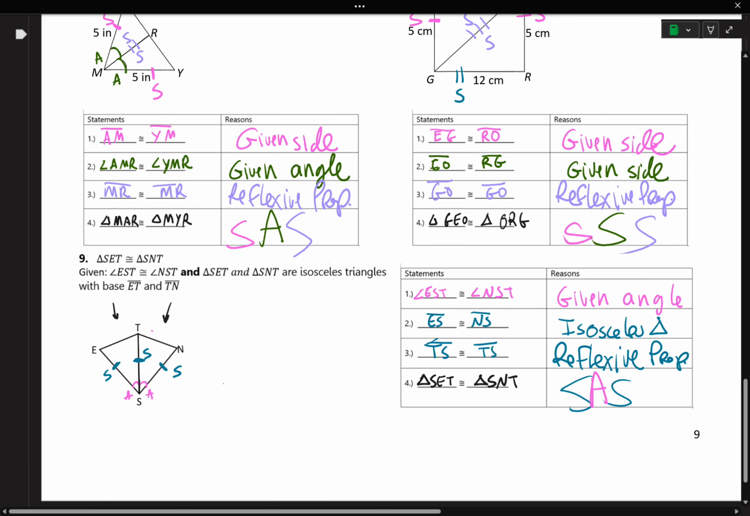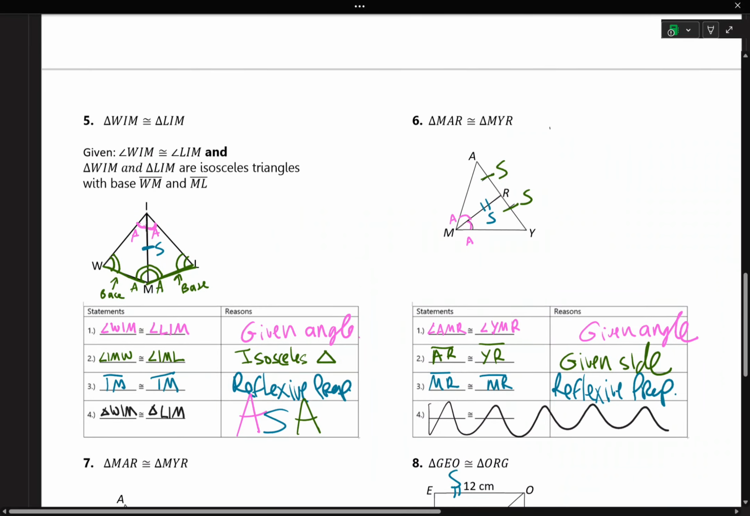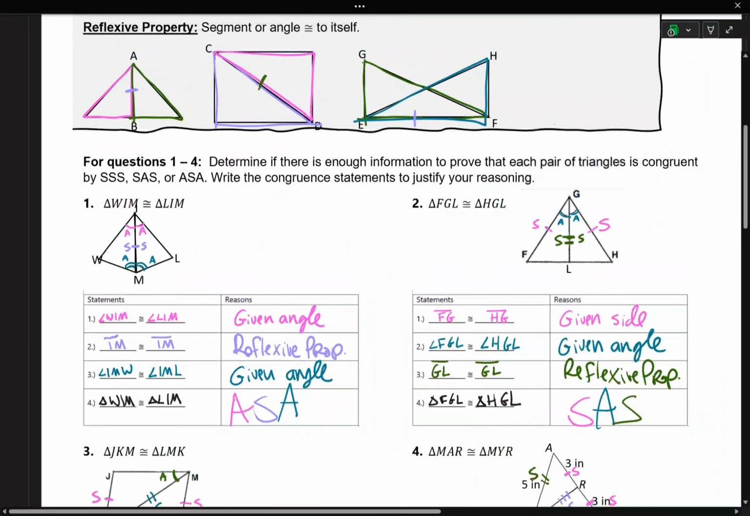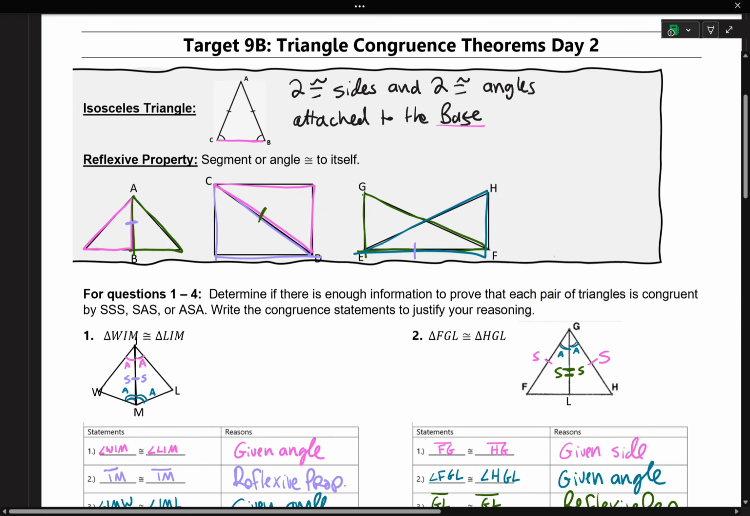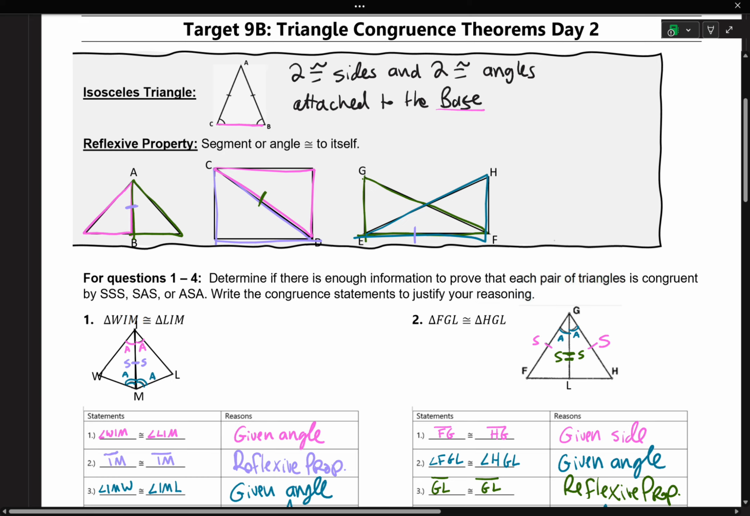Just like the previous triangle congruencies, the best way to get this is by practice. So that's what we're going to do. If you have any questions though about isosceles triangles or the reflexive property, please let me know, or whoever else is helping you know.